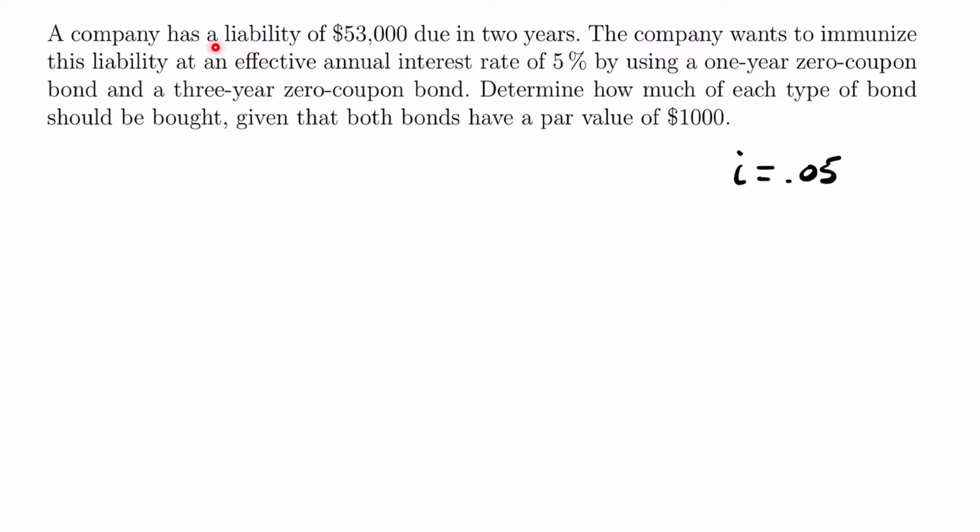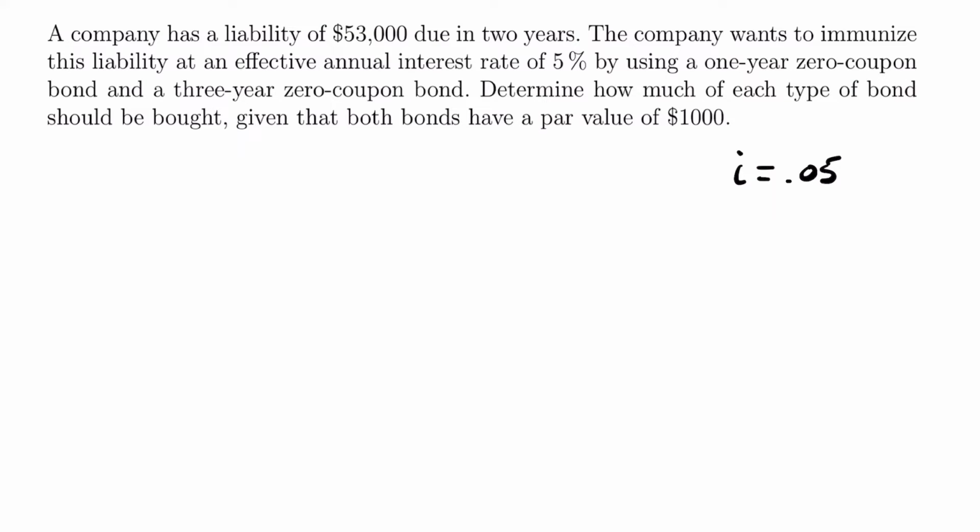All right, we know that they have a liability of $53,000 due in 2 years, and they're looking to immunize that by bringing in some assets in the form of these zero coupon bonds. To get started with this problem, the first thing that we should do is draw out a timeline and place in the assets and liabilities at the different times that they would be coming in or going out. In this case, we only need to include up to 3 years in our timeline because the liability is due in 2 years and we have a 1-year zero coupon bond and a 3-year zero coupon bond. So the most we need to look into the future is 3 years.